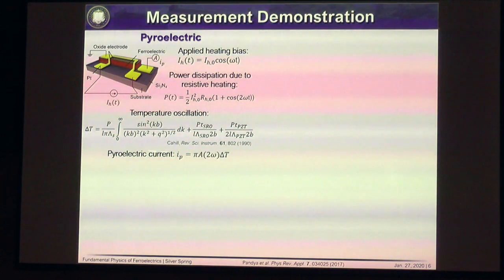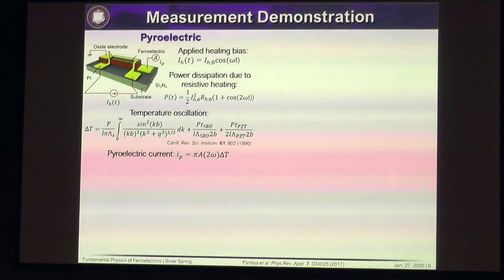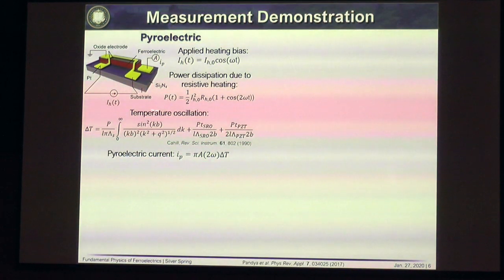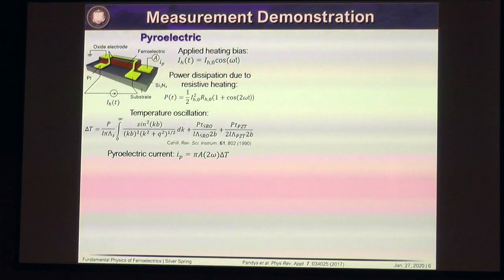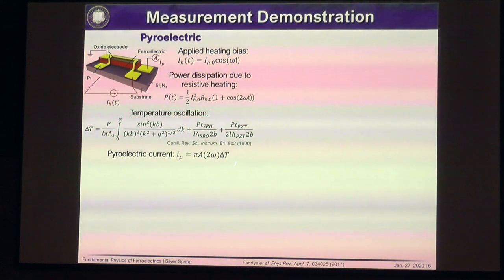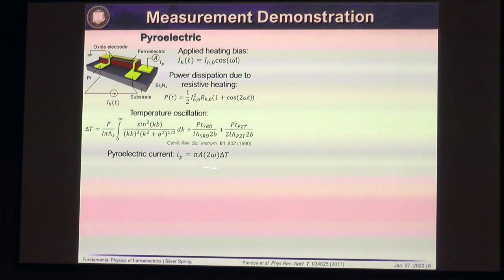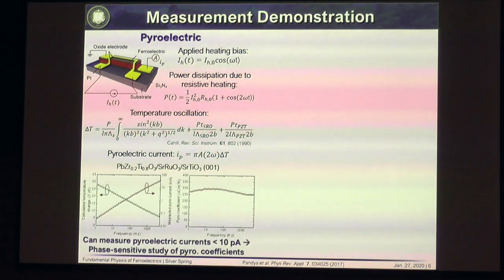And then using established thermal models for the geometry, so we have to control the shape and size of these things a little bit, you can calculate very accurately the temperature oscillation inside of your ferroelectric capacitor. And then you can just measure your pyroelectric current and get your coefficients using this kind of lock-in based, frequency dependent measurement.